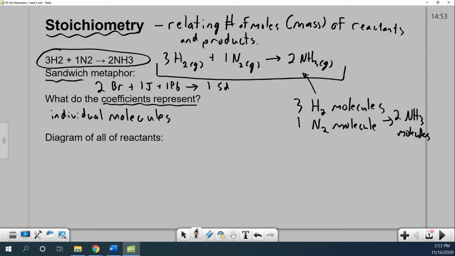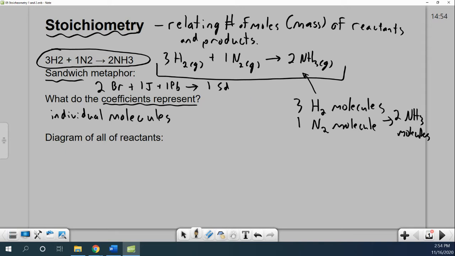It's the same with the sandwich. At a bare minimum, I need 2 breads, 1 jam, 1 peanut butter. That's how I make my sandwich. If I have 12 breads and only 1 jam and 1 peanut butter, I'm still only making 1 sandwich because each sandwich is going to take up that 1 jam and 1 peanut butter. If I have 4 breads, 2 jams, 2 peanut butters, now I have enough of all of it to make 2 sandwiches. So it's kind of the base recipe, and everything has to come in those ratios.